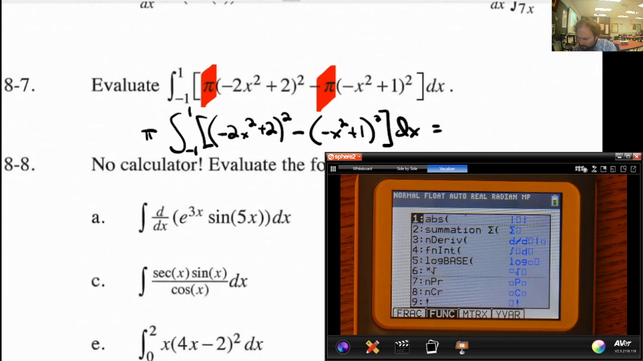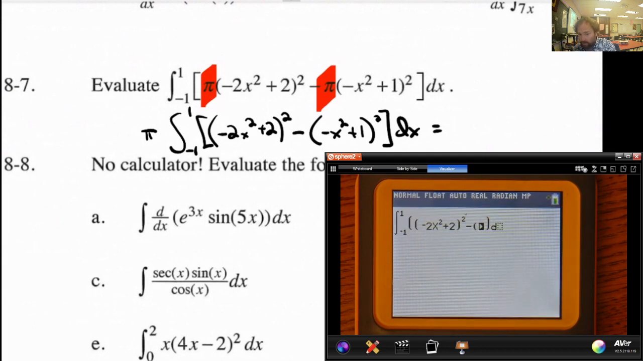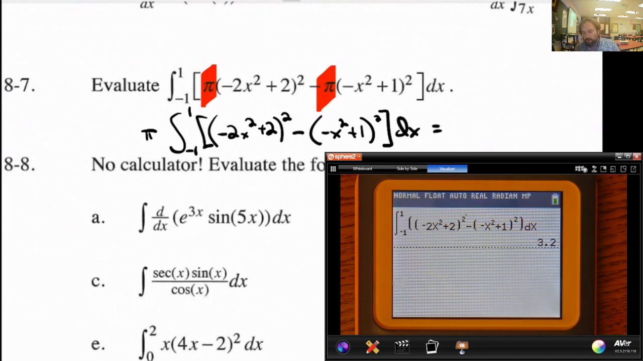We're going to go integral from -1 to 1. And our first parenthesis is going to be negative 2x squared plus 2, close parenthesis squared, minus, open parentheses, negative x squared plus 1, close parenthesis squared, dx. I think I got that right. 3.2, if you convert that to a fraction, you get 16/5. And so it's going to be 16 pi over 5.